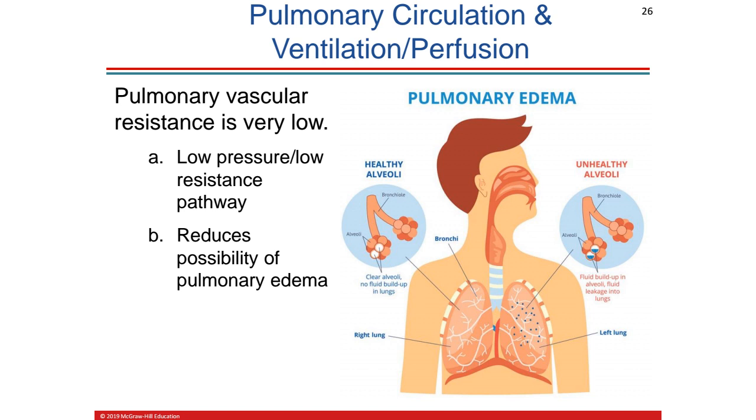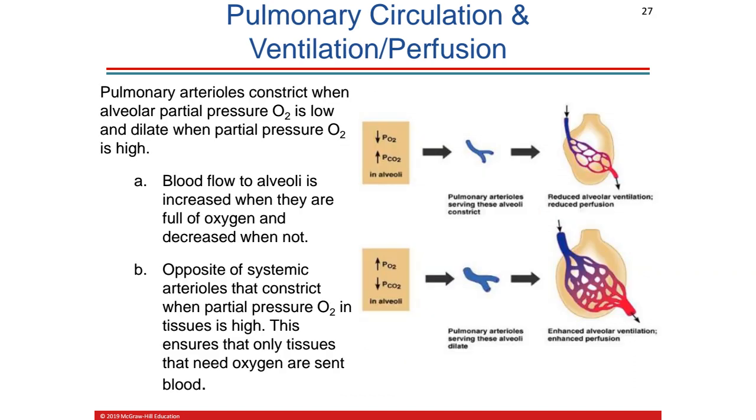Pulmonary edema is a condition in which excess fluid enters the interstitial space within the lungs, and then from that interstitial space, it may actually even enter within the alveoli, and it can impede diffusion of gases within the alveoli. So it's quite a serious condition. So the fact that the pulmonary circuit is a low pressure circuit, again, is advantageous because it reduces the possibility of this pulmonary edema occurring.